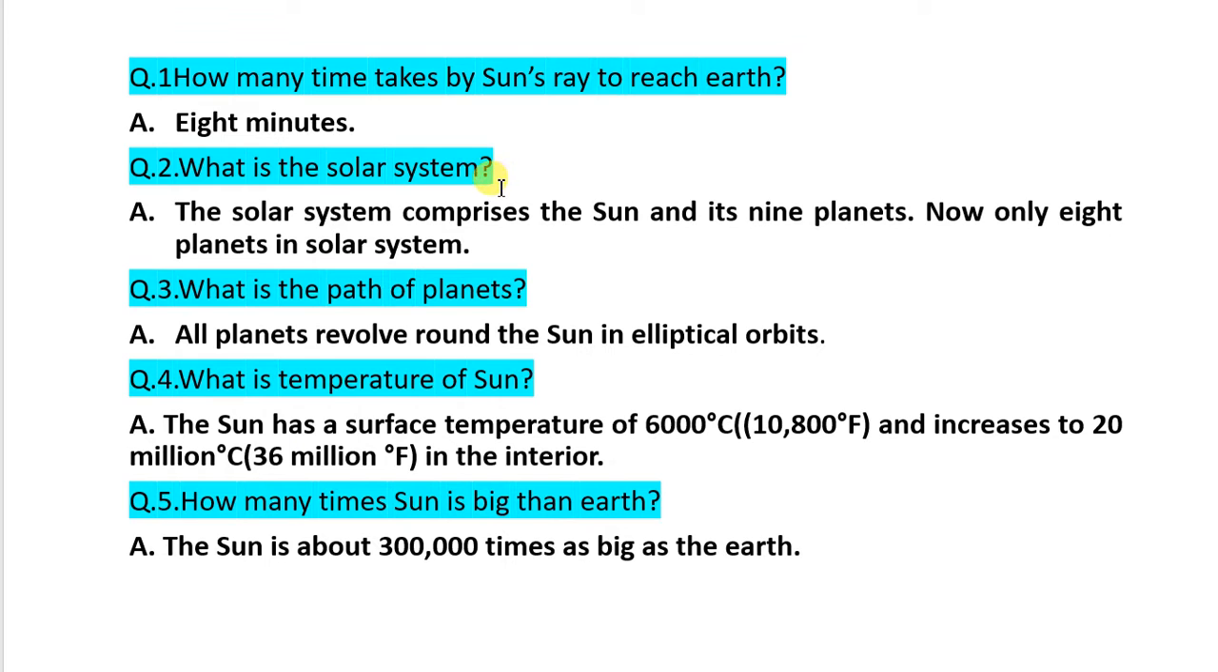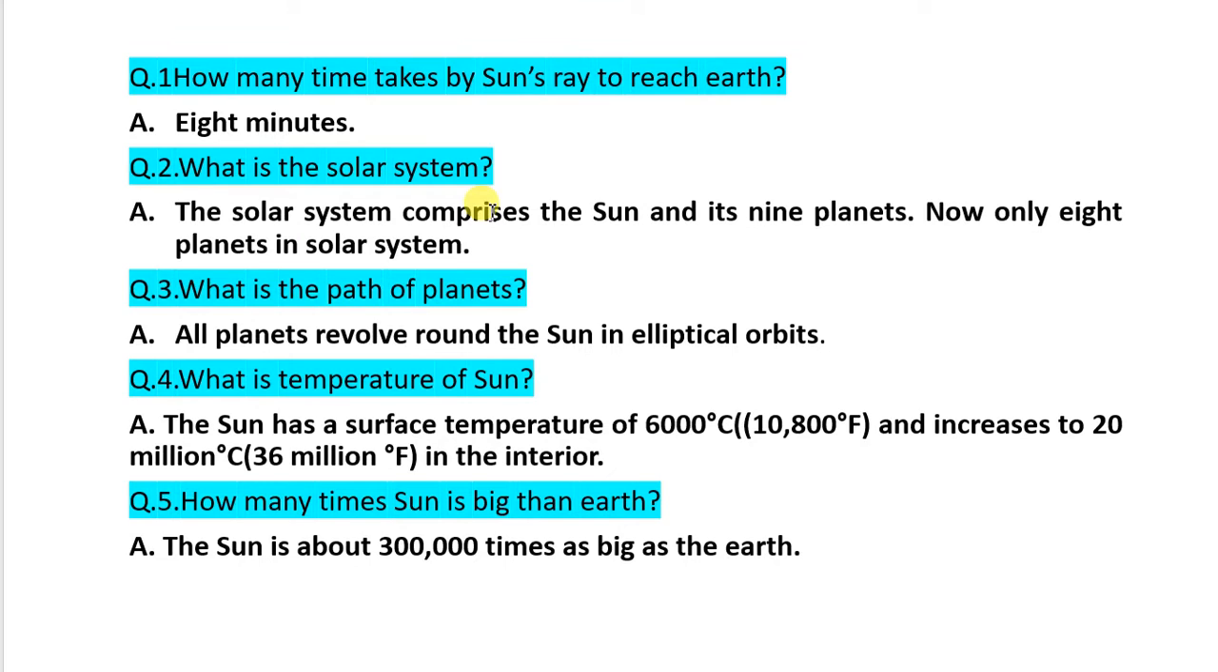First question: how much time does the sun's ray take to reach Earth? Answer is 8 minutes. Next question: what is the solar system? Answer is the solar system comprises the sun and its 9 planets. But now only 8 planets are included in the solar system. Pluto has been excluded from the solar system.